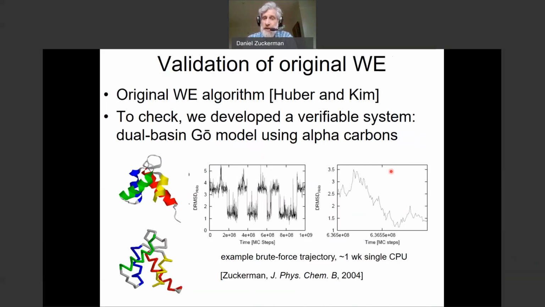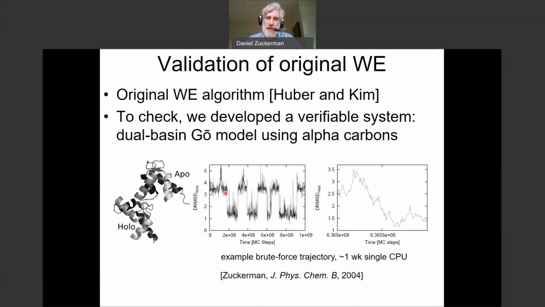I wanted to show you some validation of this approach just to prove to you that it really works. And this was some work I did long ago. Basically took a protein, calmodulin, that underwent a conformational transition and modeled it with a very simple coarse grain model where only the alpha carbons of the protein are represented. And the advantage of that is that we could see these conformational transitions back and forth spontaneously. So here we didn't need any fancy algorithm to do this. It just went back and forth spontaneously.